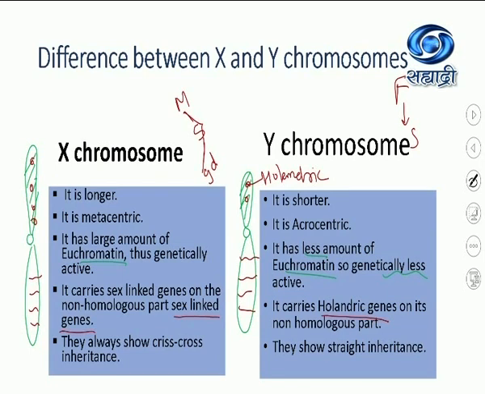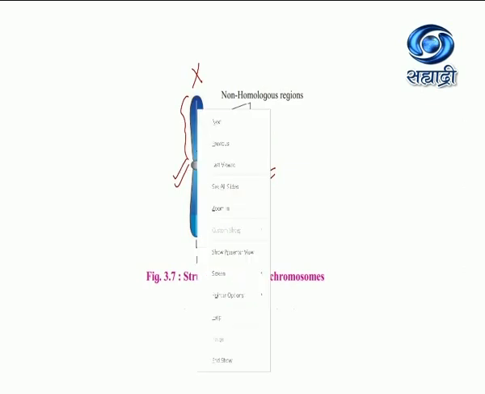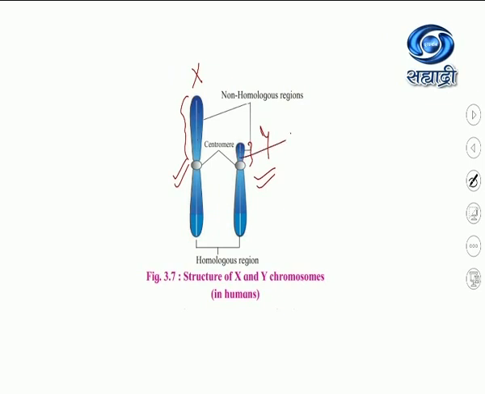So students, a 2 marks question can be asked on this topic. Differentiate between X and Y chromosome. Look at this picture again. I have taken it from your textbook. So this is X chromosome, this is Y chromosome. This is metacentric, acrocentric. Genetically more active, less active. Upper region, non-homologous part. Here it is carrying sex-linked genes. Here it is carrying holandric genes. So I'll write just H, holandric genes, sex-linked genes.